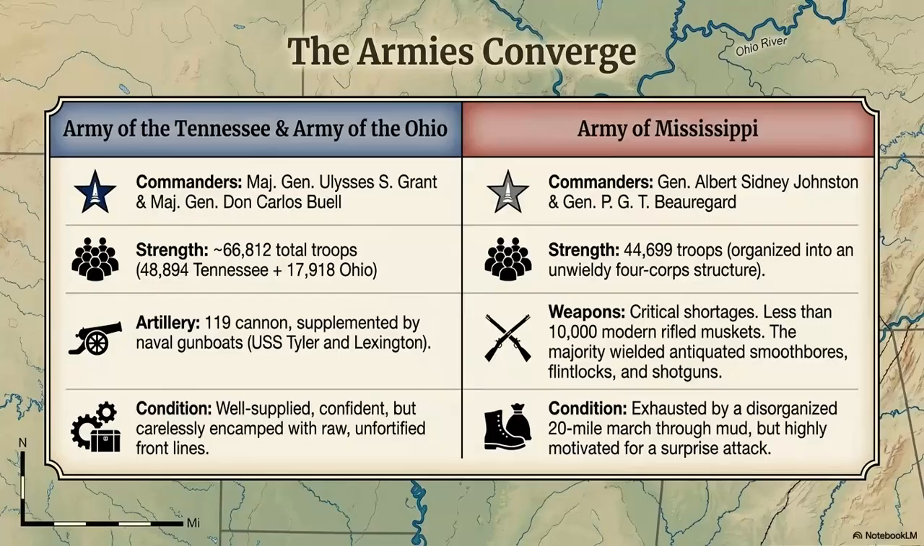with unfortified front lines. Facing them is the Confederate Army of Mississippi, led by Generals Albert Sidney Johnston and P.G.T. Beauregard. Their 44,699 troops suffer from critical weapon shortages, relying heavily on antiquated smoothbores and flintlocks. Though exhausted by a disorganized, muddy 20-mile march, they remain highly motivated to launch a crucial surprise attack.